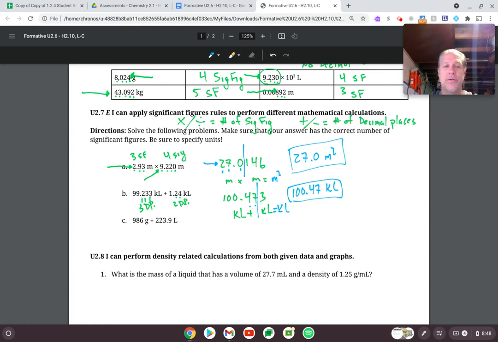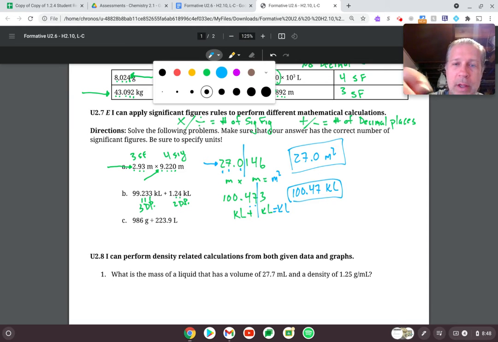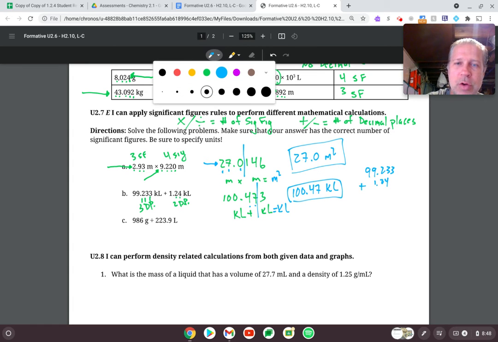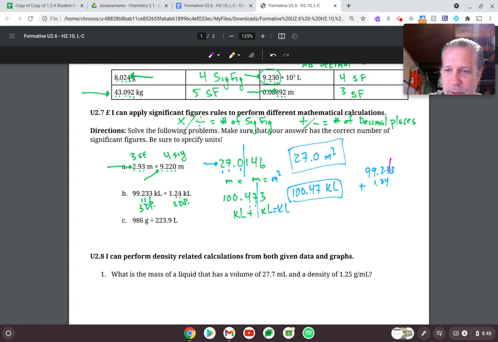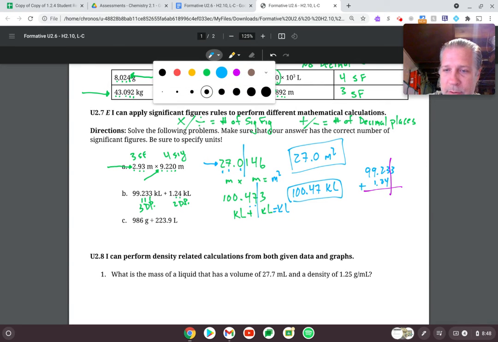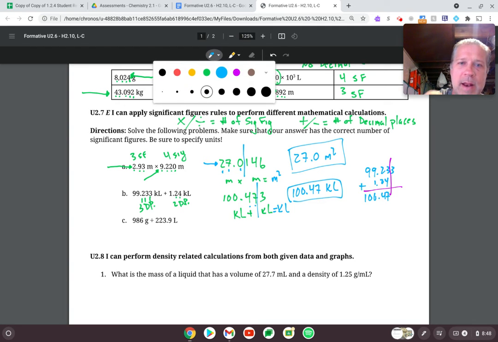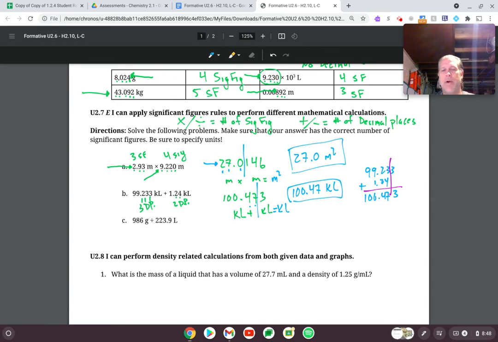The trick that I also showed in class was that if you took your numbers and stacked them, so let's see, 99.233 plus 1.24, and then if you just drew a line after the fewest number of decimal places, that helped at least me to decide where to round. So this would have been 100.47, and then that line chops off that 3, and then I know I rounded right. So that's the other trick that I generally use.